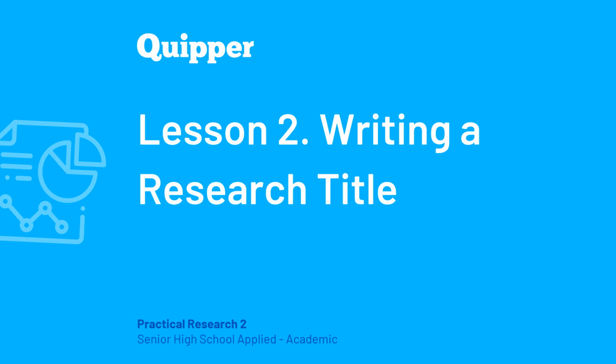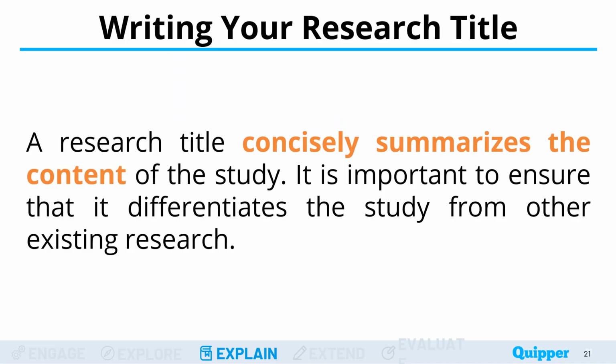So let's now go to lesson 2, which is writing a research title. Okay, writing your research title. A research title concisely summarizes the content of the study. It is important to ensure that it differentiates the study from other existing research. So your research title should give an idea what your study is all about. Hence, it should capture the nature of your study. It's like a glimpse of your whole research, and make sure it is unique.